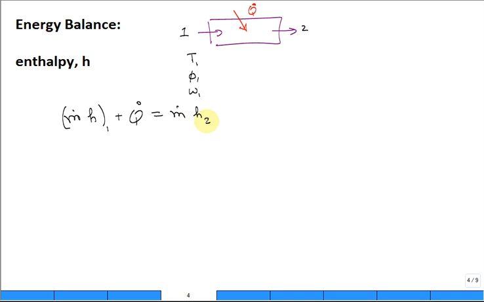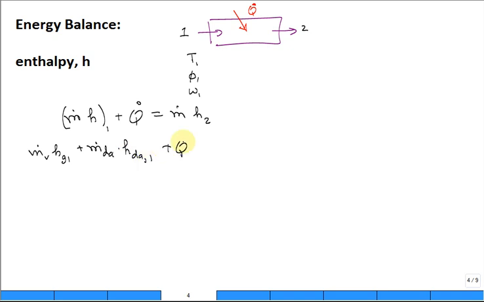True? Well, this mixture is made up of the mass flow rate of vapor times the enthalpy of vapor, and we'll call it h_g because that's the way you look up the enthalpy of vapor. You get the enthalpy of saturated vapor at that temperature from the tables. And then you have the mass flow rate of the dry air times the enthalpy of the dry air coming in. True?